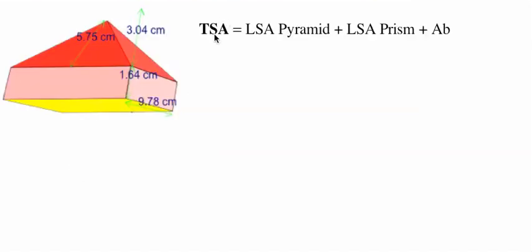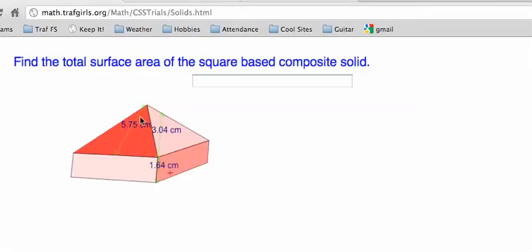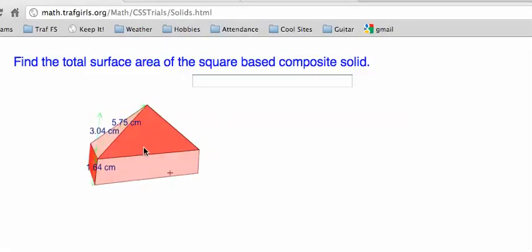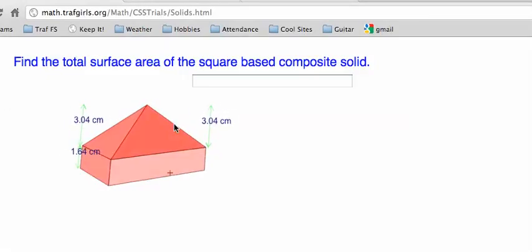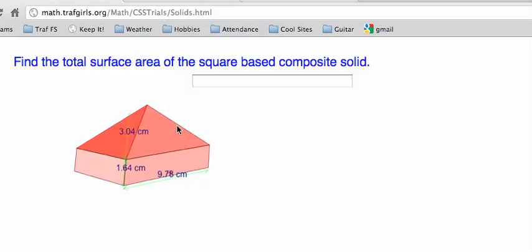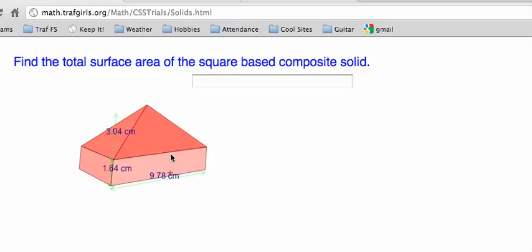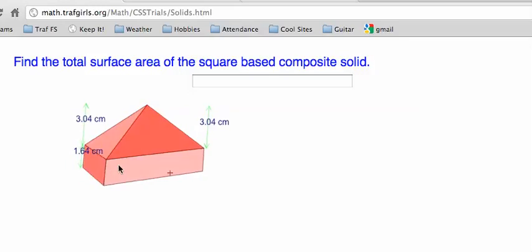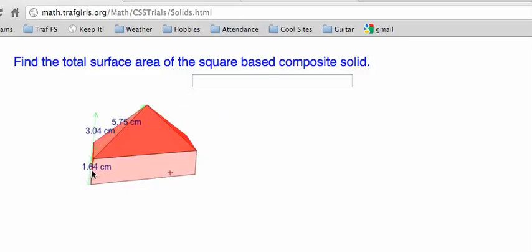All right, so the total surface area is going to be the lateral surface area of the pyramid, right? So it's all these pyramidal surfaces that we're looking at, okay? So all these triangular faces, okay? And then the lateral surface area of the prism, which are all these faces, right? Here and here, these big long rectangles, okay?